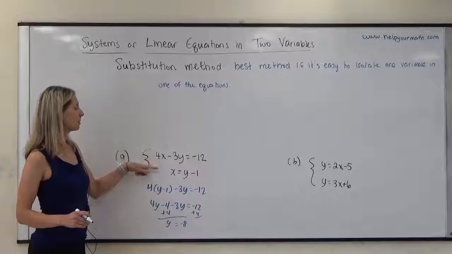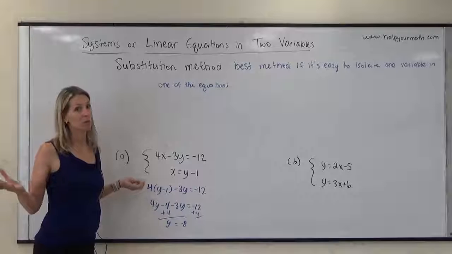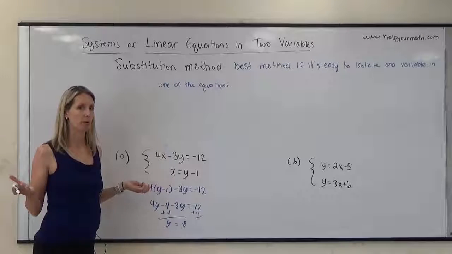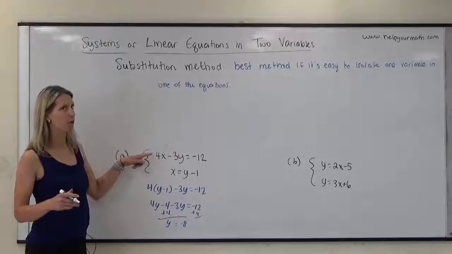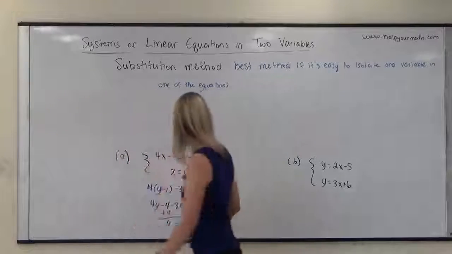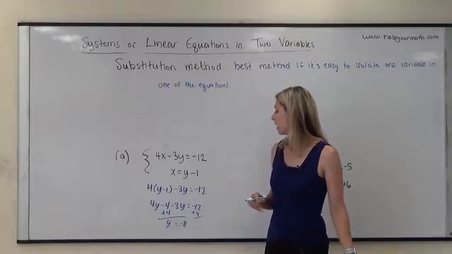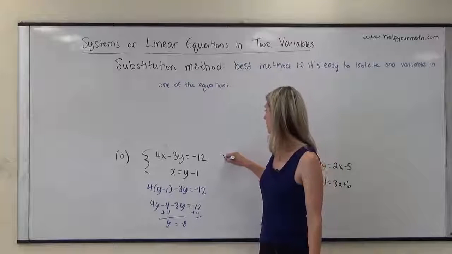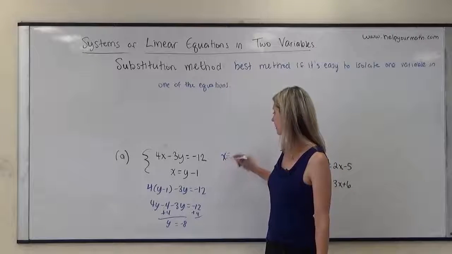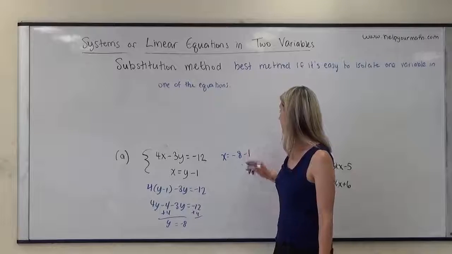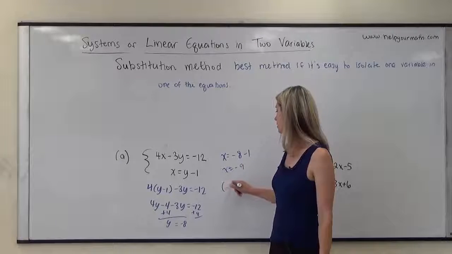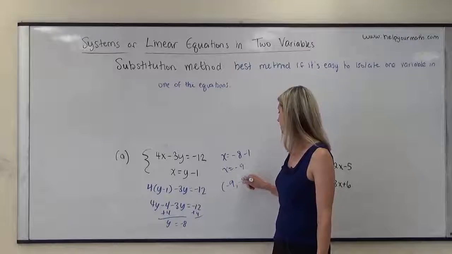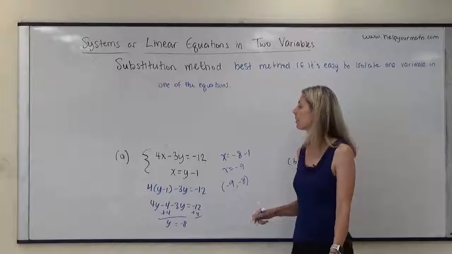We're going to go back to our original two equations. Which one looks like it's going to be easier to work with when we plug in negative 8 for y? Probably the bottom one. This one has a lot more going on. So we're going to take negative 8 and replace it for y in the second equation to give us the x coordinate of the solution. So x equals negative 8 minus 1, and x would be negative 9. So the solution to this system would be negative 9, negative 8.